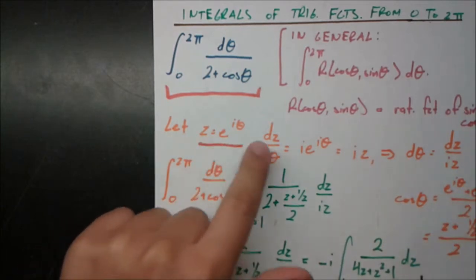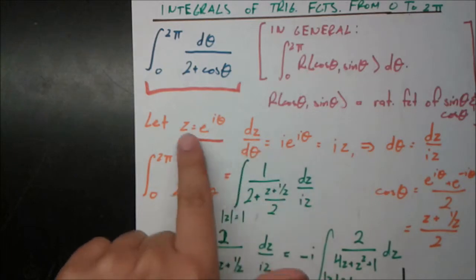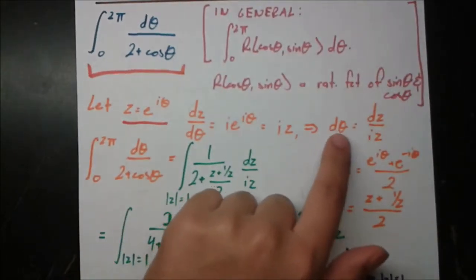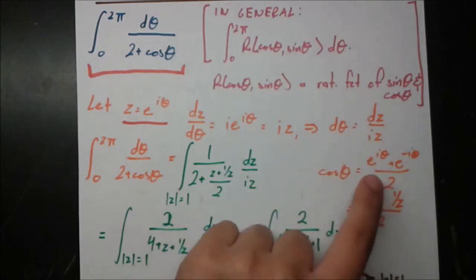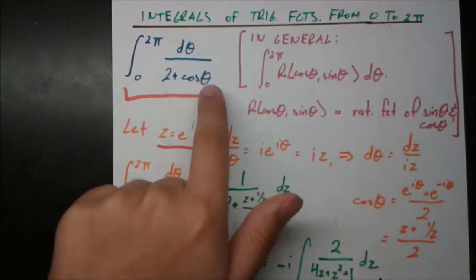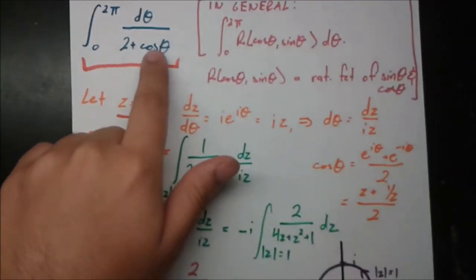Now we want to take the derivative. dz d theta equals i e to the i theta equals iz, because e to the i theta is z, remember? So we have iz. Now we isolate for d theta. We have d theta equals dz over iz, and furthermore we want to try to find cosine theta, which is one part. If this had a sine theta in it, we would also want to find sine theta, but since it's just cosine, we'll just stick with this.